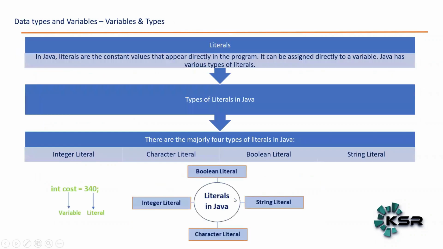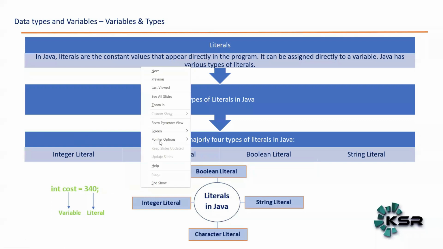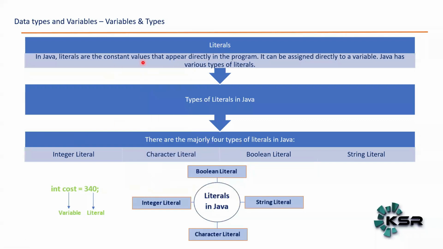Okay, so let us get into literals. In Java, literals are constant values. I'm not talking about the pi value or something, so don't get confused with that constant value. A constant value normally means I cannot change the value at all. If you define, for example, pi is equal to 3.14, that value will never change. That is what we normally call a constant value.